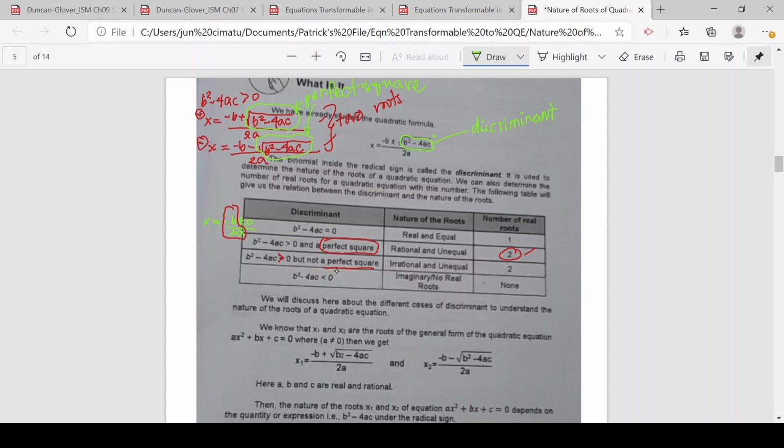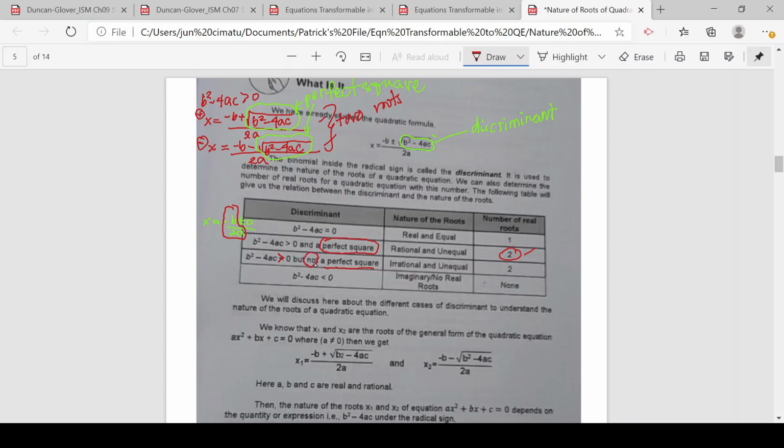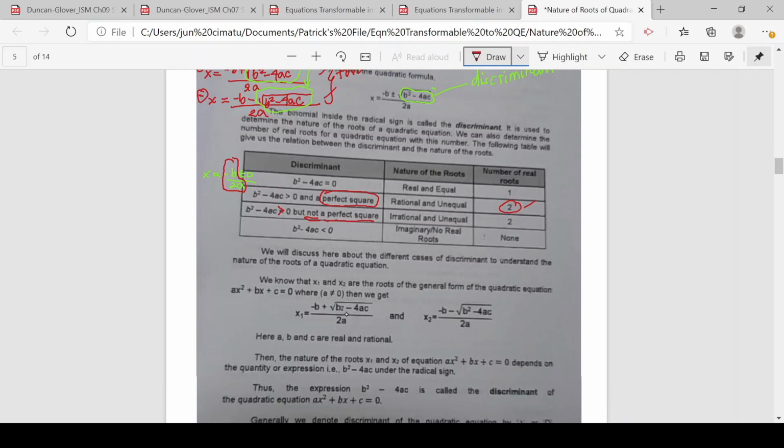Okay. Ito naman, not a perfect square. So, ano ibig sabihin yan? Pag in-extract mo ang square root, decimal lang lalabas niyan, ano? So, yung value na nasa radical ay hindi eksakto ang ibibigay na sagot pagka in-execute mo yung square root. Dapat ito greater than 0.